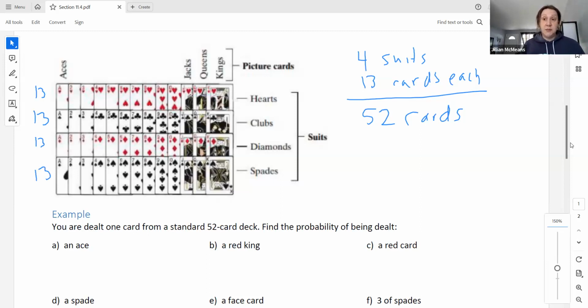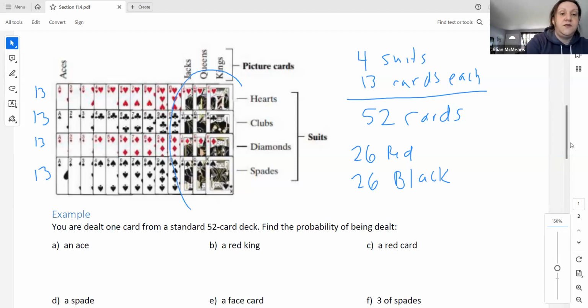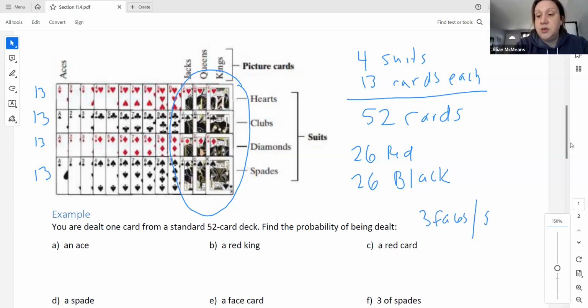Hearts and diamonds, notice, are red. So that means we have 26 red cards. And then clubs and spades are black. So that means we have 26 black cards. And then you've got what we call face cards. These are your face cards right here. There are 3 face cards per suit, so that's 12 face cards total.